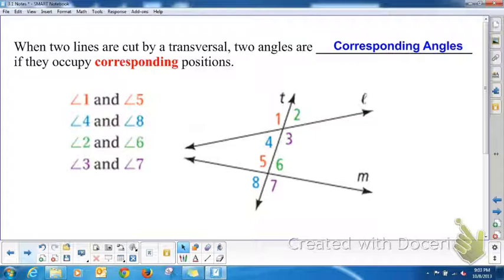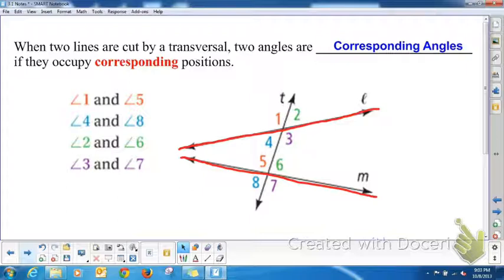When two lines are cut by a transversal, 2 angles are called corresponding angles if they occupy corresponding positions. Corresponding positions means they are in the same spot but on the different line. So again, when we're talking about those lines, here's line L and line M again. You should draw this picture and label it and write these angles. They're color-coded for you here in this picture. If you use colored pencils in your notes, it might be very useful to you.